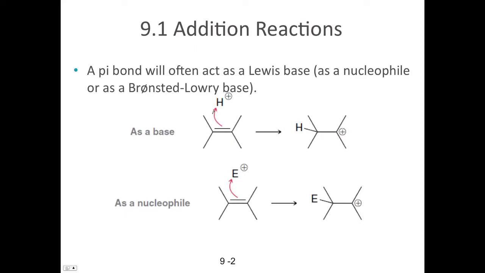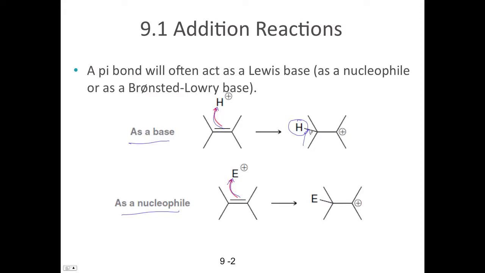All right. So here, a pi bond will often act as a Lewis base, or as a nucleophile, or as a Bronsted-Lowry base. This is just showing you the different ways that a pi bond can act here. Acting like a base here because a base is pulling a proton or yanking off a proton from somewhere. That's how this is acting as a base. As a nucleophile, it is just going to be attacking some sort of electrophile. We'll see both of these examples in this chapter. Notice though, the action of the pi bond is the same. A pair of electrons is going from the pi bond and swinging up and grabbing something like a hydrogen here or some electrophile, and then that's being attached.